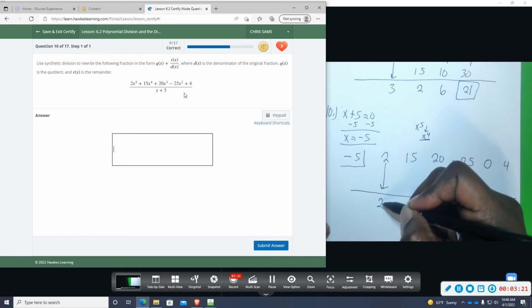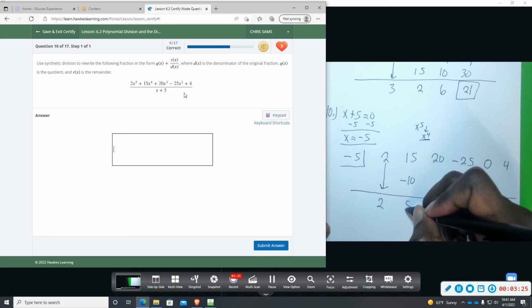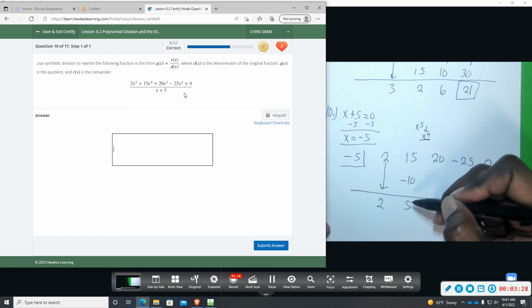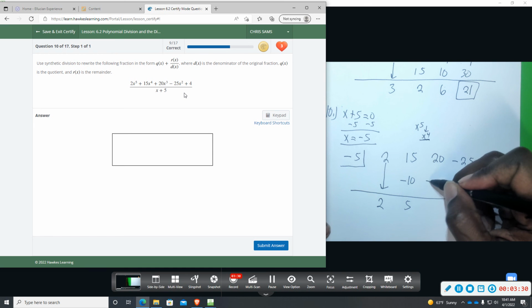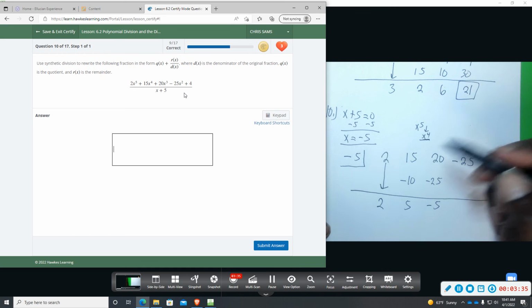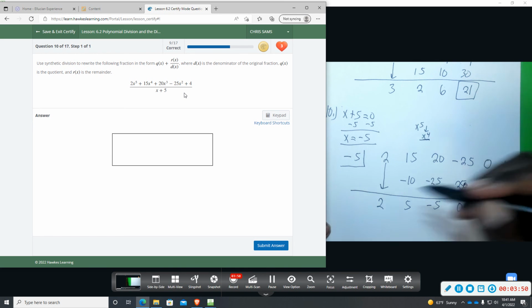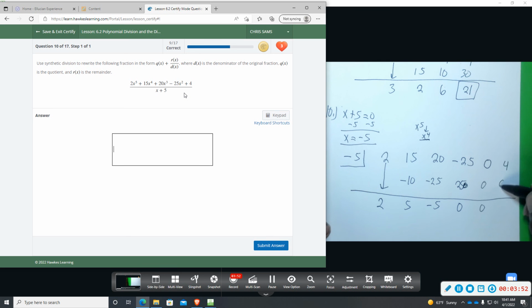And then multiply. Negative 5 times 2, negative 10, subtract, we get 5. Negative 5 times 5 will give me a negative 25. Subtract, we get negative 5. Negative 5 times negative 5 is a positive 25. Positive 25, I wrote 20, 25. Subtract, we get 0. 5 times 0 is 0. Subtract, we get 0. And then 5 times 0 is 0. Combine, and we get a positive 4.